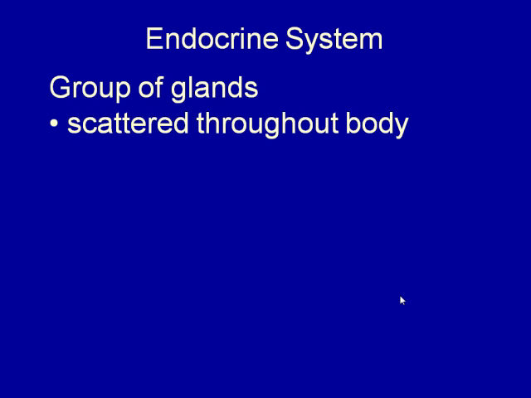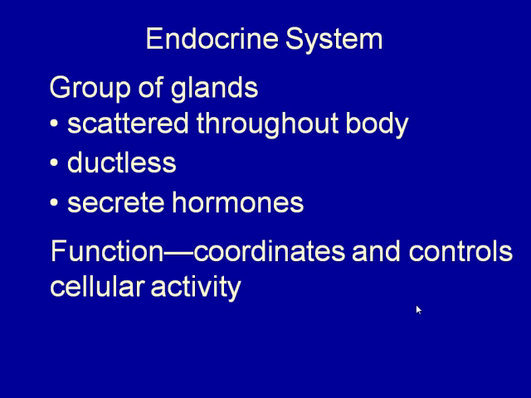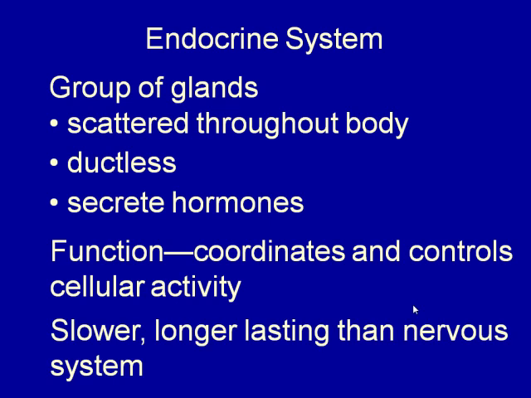The word endocrine means ductless, so these glands make hormones, chemicals, that are secreted directly into the bloodstream. The endocrine system functions to coordinate and control cellular activity. Now, the nervous system does the same thing, but the endocrine system works much slower and has much longer lasting effects than the nervous system.